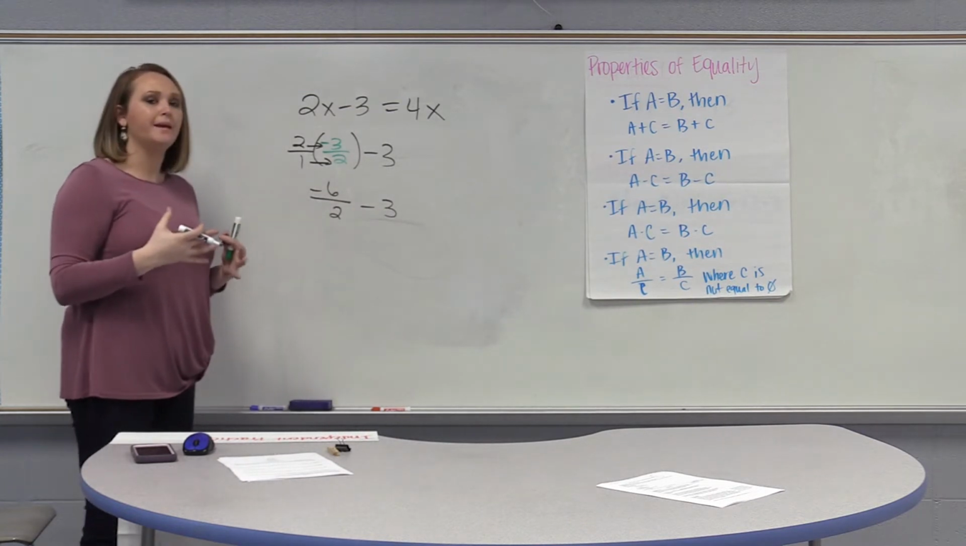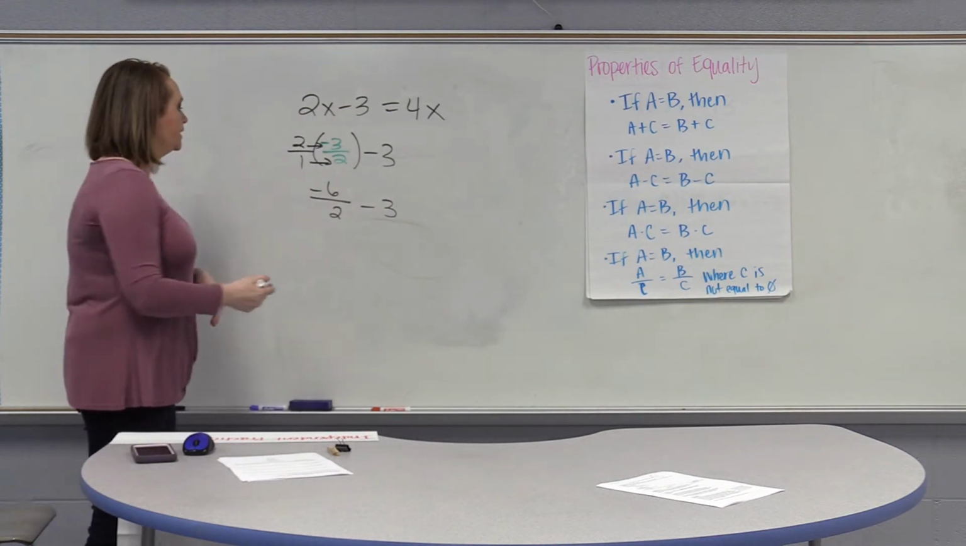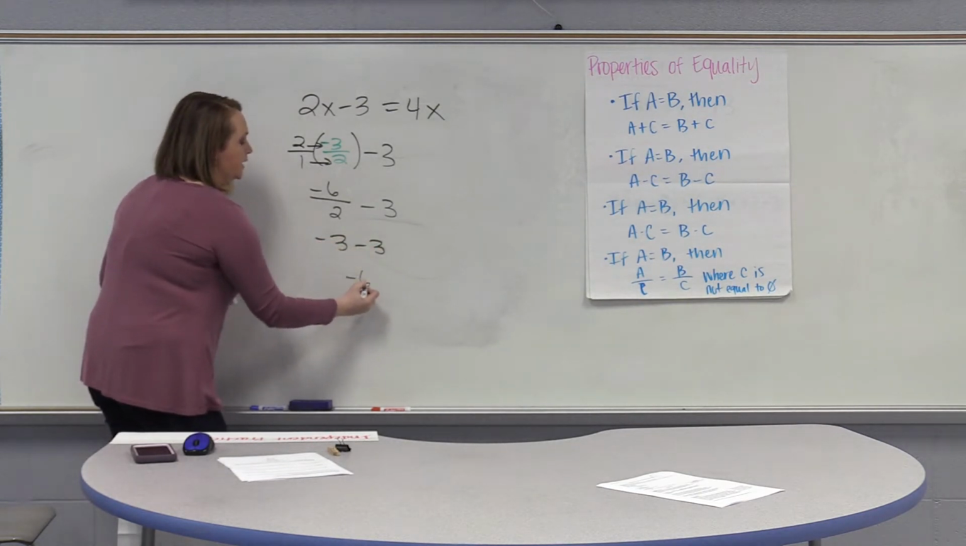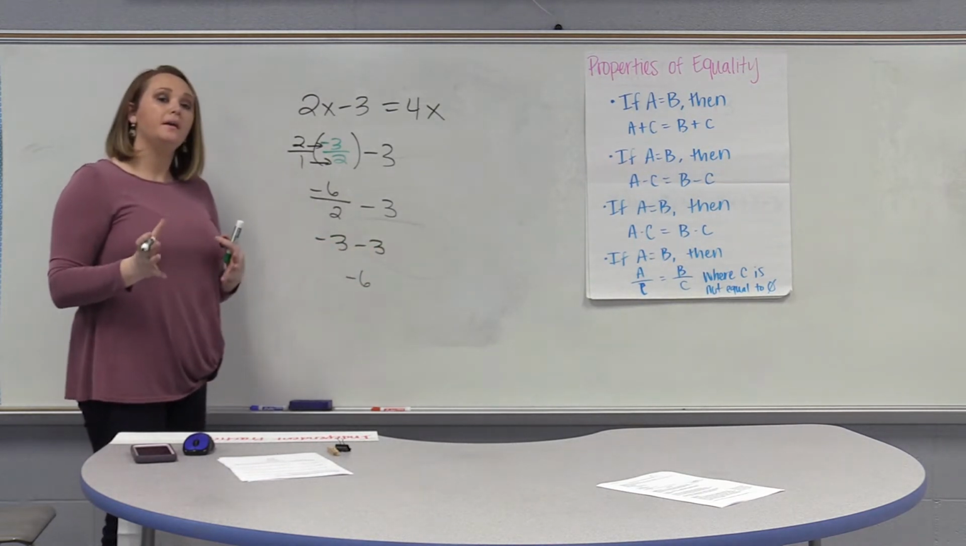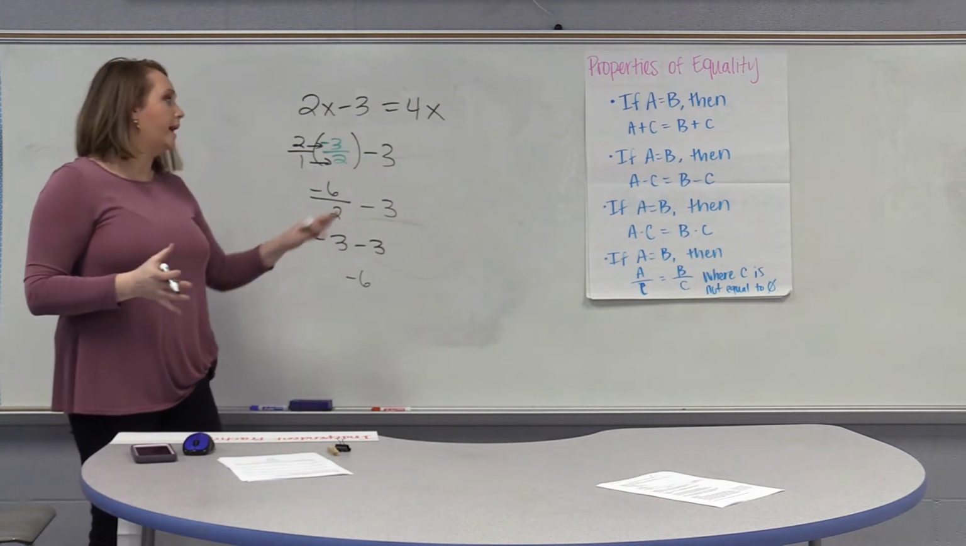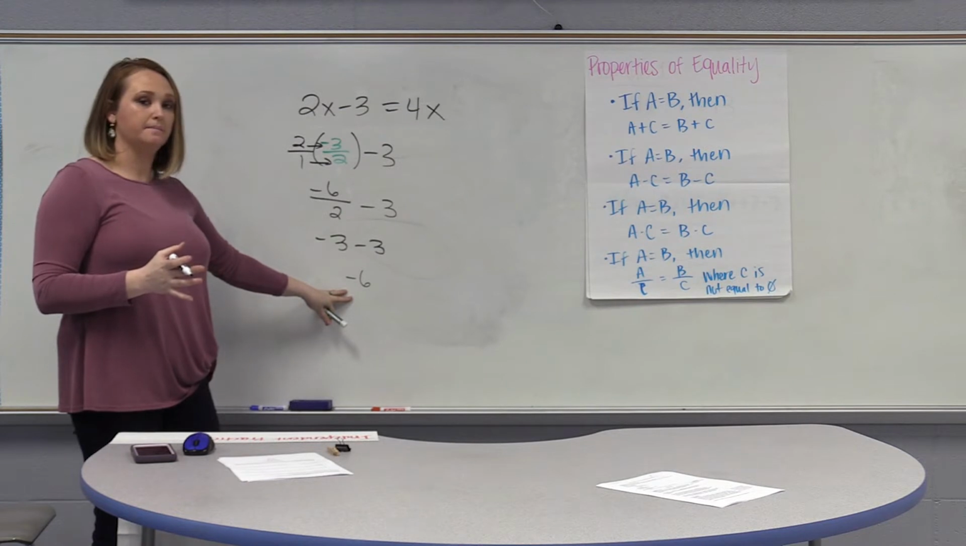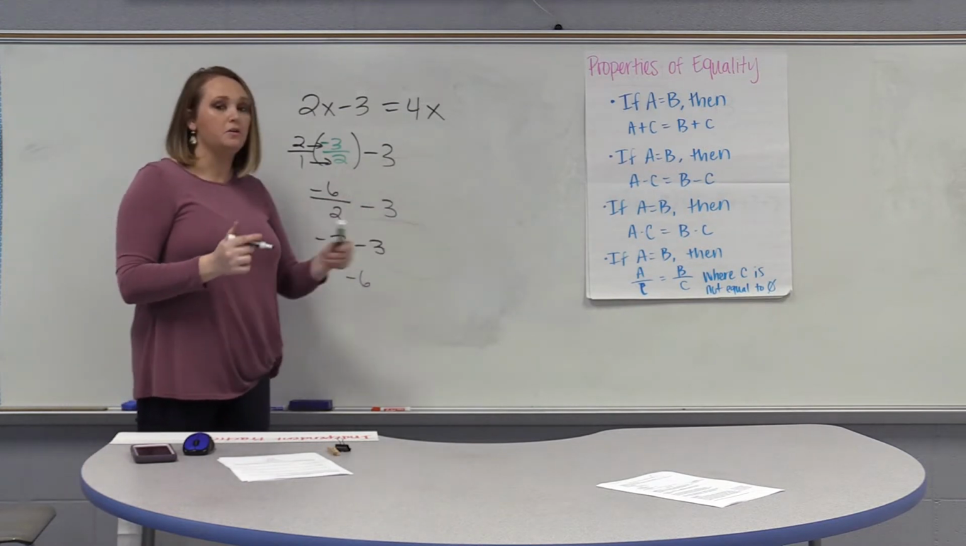Well, I know that -6 divided by 2 is equal to -3. Minus 3 is equal to -6. So when I plug in that value -3/2 for x on the left side, I get -6. Let's see if I get the same value on the right side.